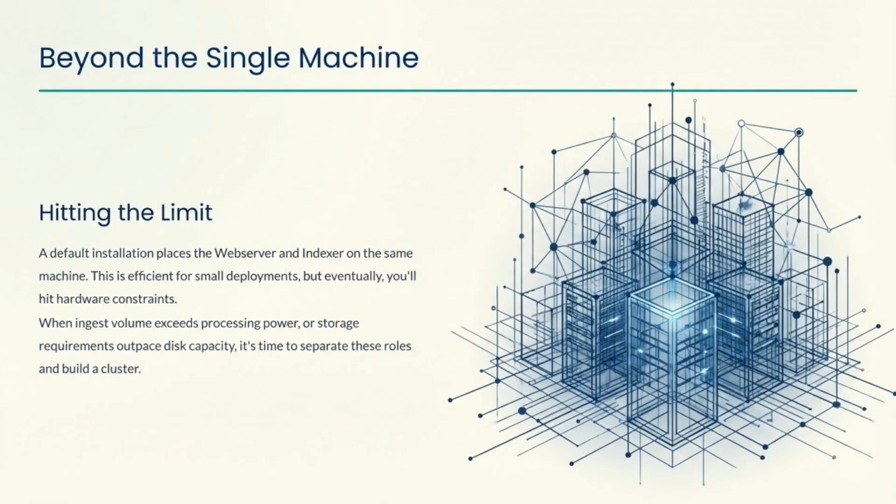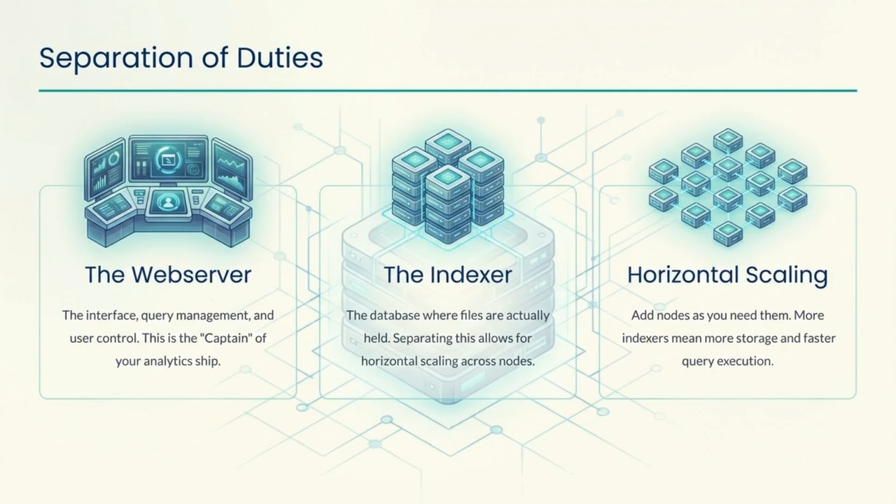However, as ingest volume and storage requirements increase, you will hit hardware constraints. This is when it's time to separate these roles and build a cluster. The web server handles the interface and query management. The indexer is the database where files are held. Separating the indexer allows for horizontal scaling across multiple nodes. More indexers mean more storage and faster query execution.